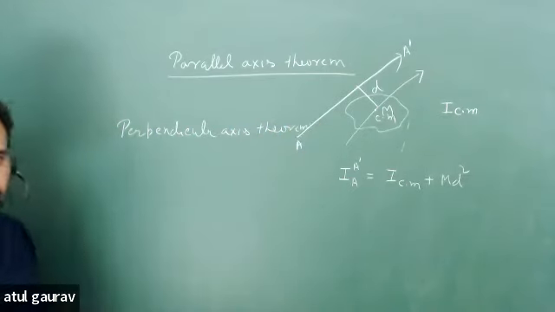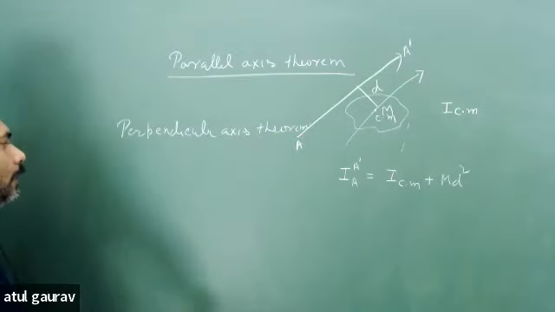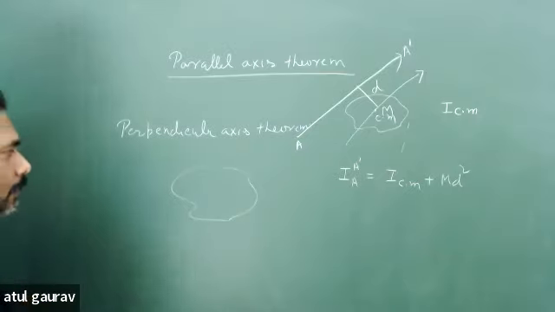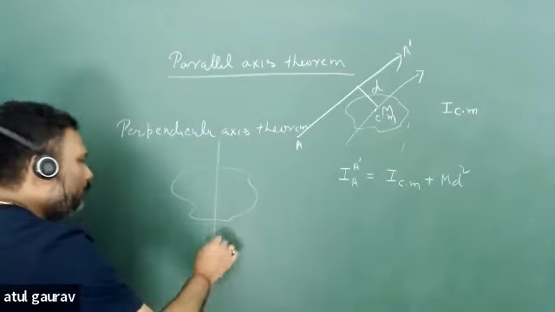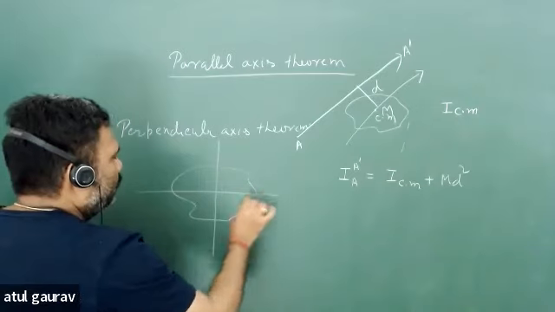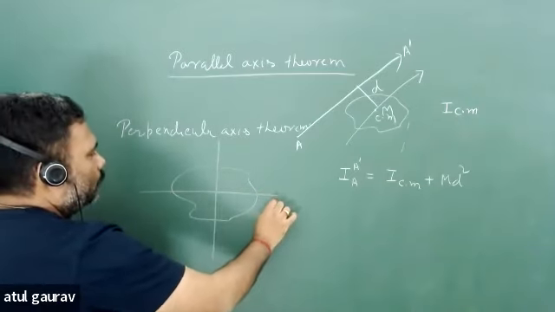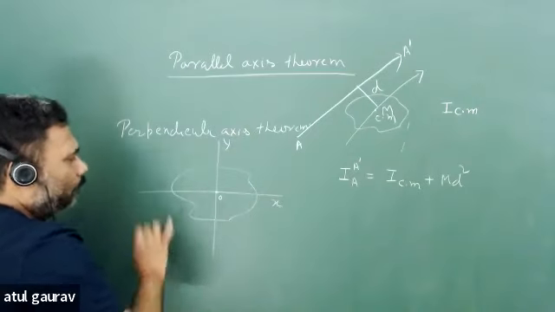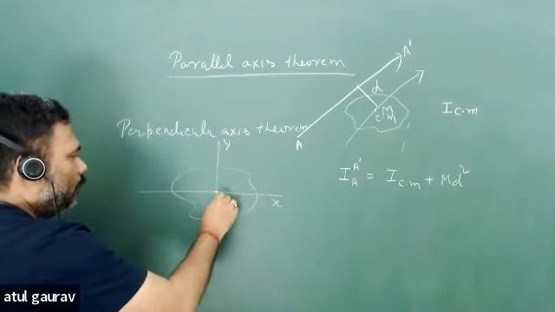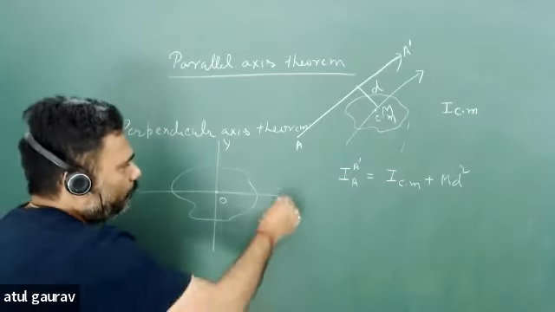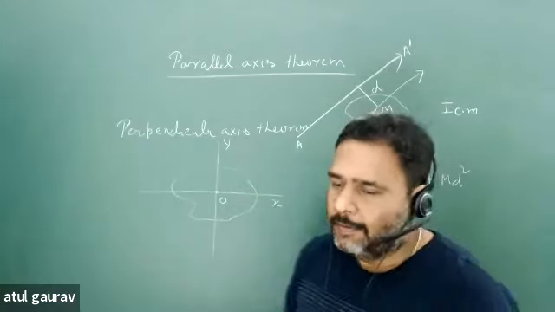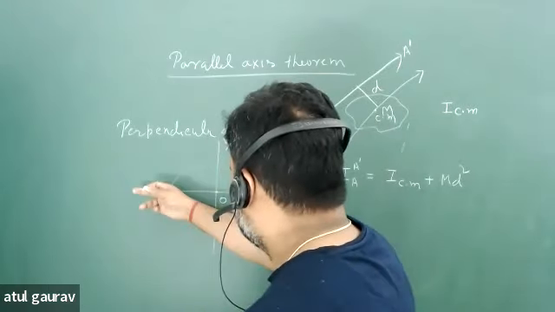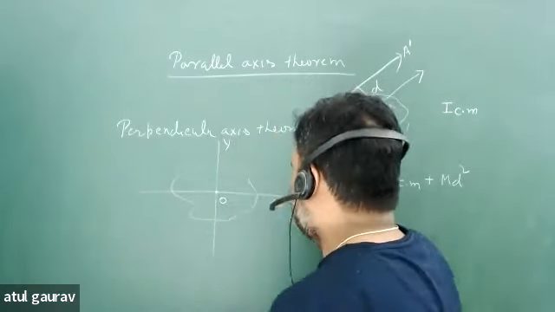Perpendicular axis theorem. So what is the perpendicular axis theorem? Suppose we have some mass distribution, and this mass distribution is in a plane. Suppose this is my x-axis, this is my y-axis, and my origin is at the center of mass. This is very important: the origin is at the center of mass.